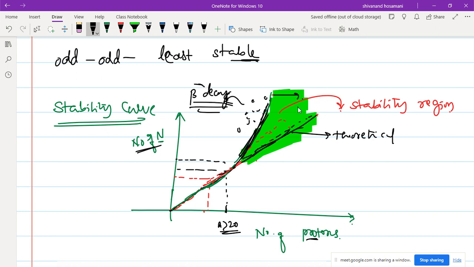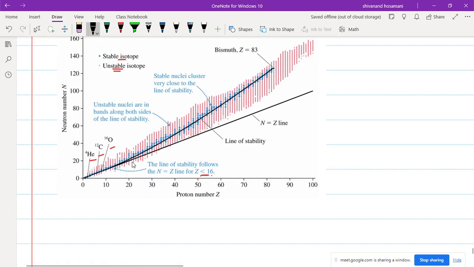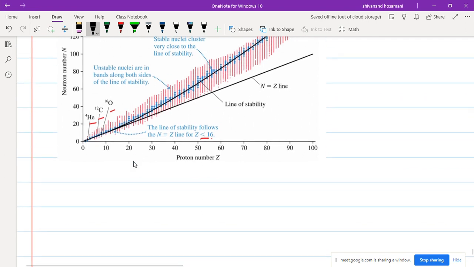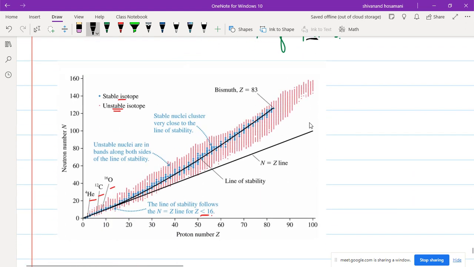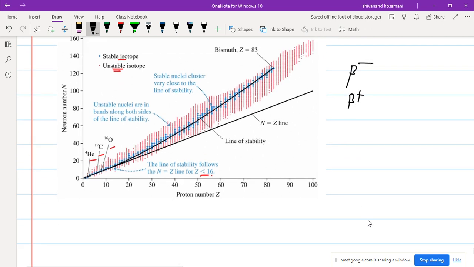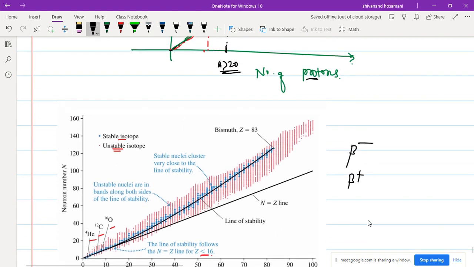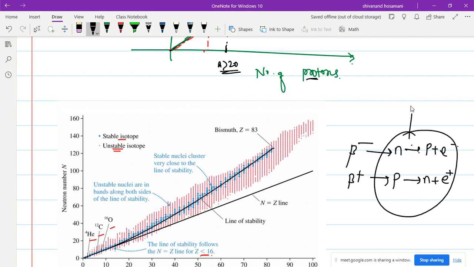That is what we call the interaction process. So to get more stability, there will be two processes: one is the beta minus process and another is the beta plus process. So what happens here? In the beta plus process, a proton is converted into a neutron plus a positron, whereas in the beta minus case, a neutron is converted into a proton plus an electron. The only reason for the conversion from neutron to proton and proton to neutron is to get nuclear stability. That's the point.